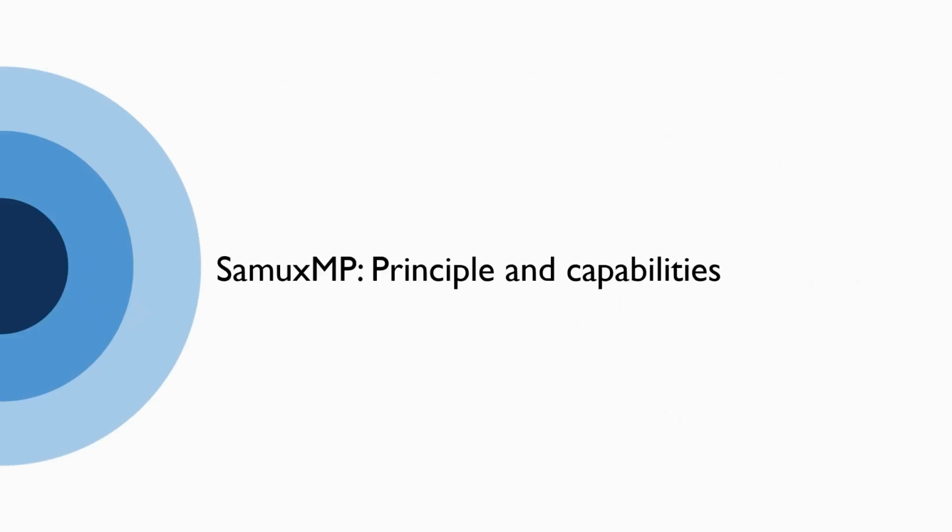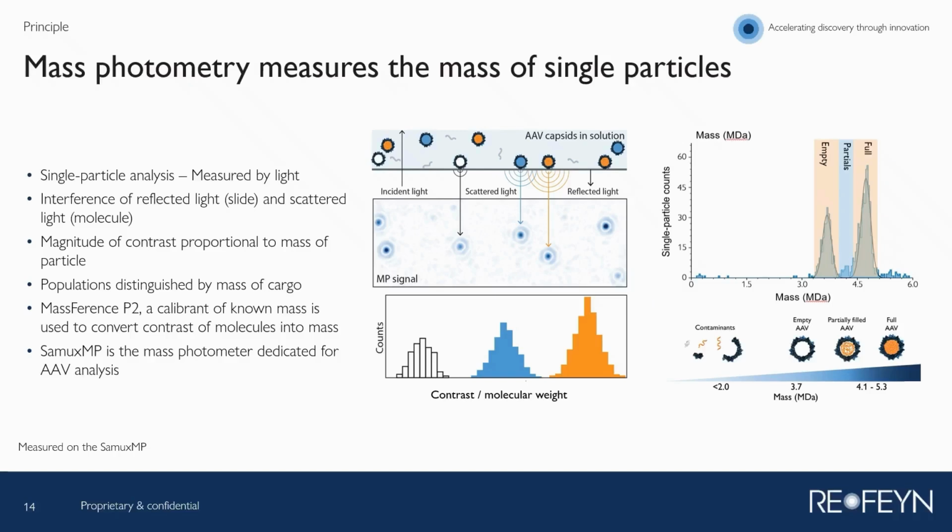SAMX is the mass photometer dedicated for AAV characterization. So mass photometry, as the name goes, measures the mass of your single particles in solution using light. As you can see from the image in the center, you have AAV particles in solution on a glass slide. And when illuminated with a laser, they scatter light, forming a contrast pattern, which in this case is a circular dot. Now the software takes the contrast information from each of these particles and converts it into mass using a mass calibrant, in this case mass reference P2.